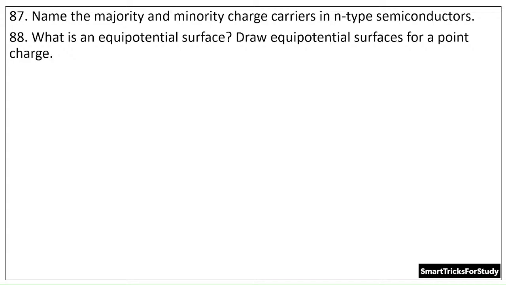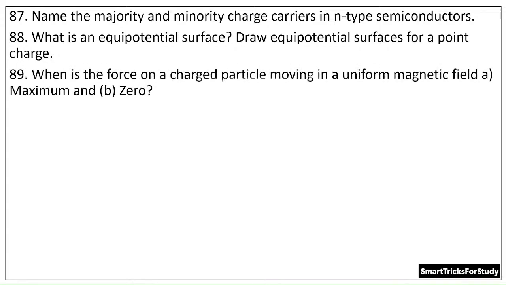88. What is an equipotential surface? Draw equipotential surfaces for a point charge. 89. When is the force on a charged particle moving in a uniform magnetic field A. Maximum and B. 0?